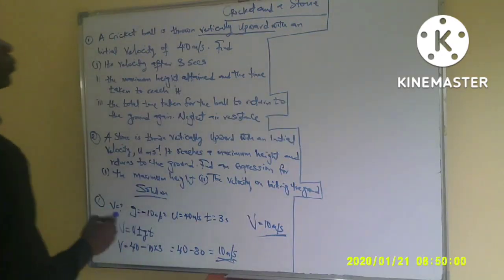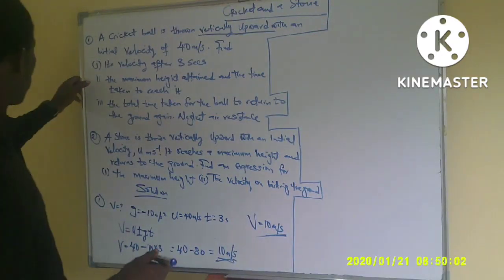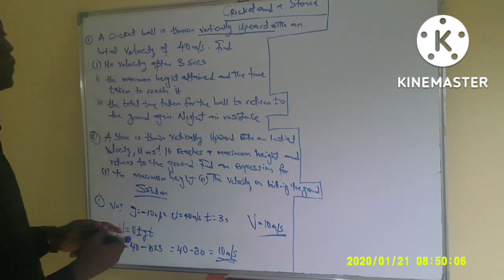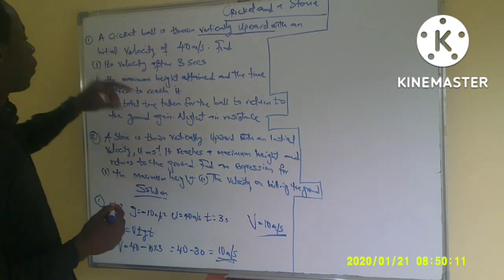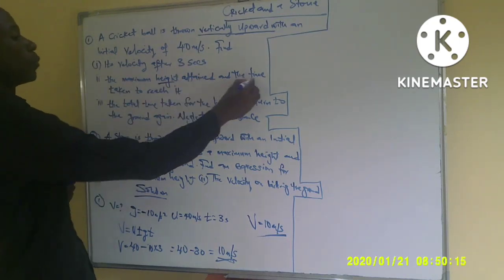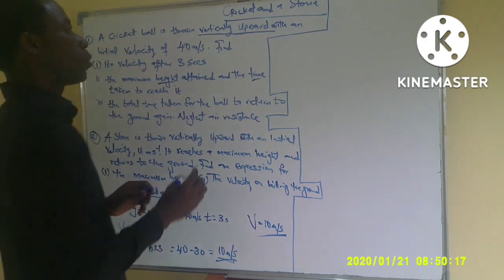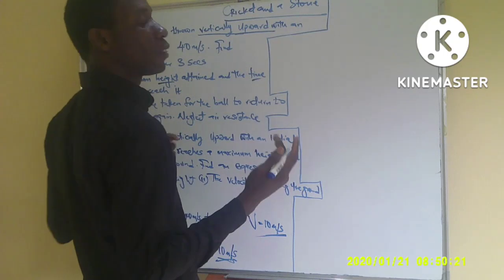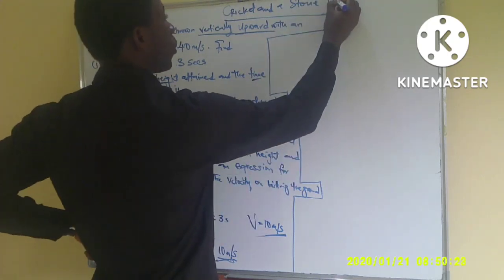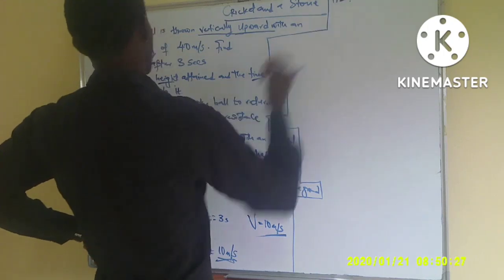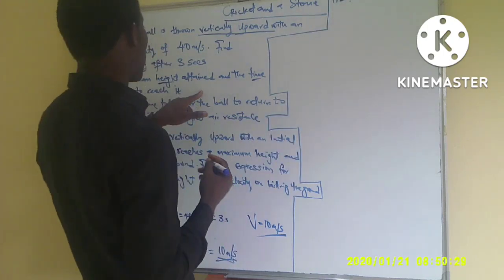So that's it. Now the second question says, what is the maximum height attained and the time taken to reach it? Two questions in one. First of all, the maximum height, and second is the time. So let's address this question carefully. Height, at this point, we don't represent with x, we represent with h, because we're talking about height. So we're looking for the maximum height attained.